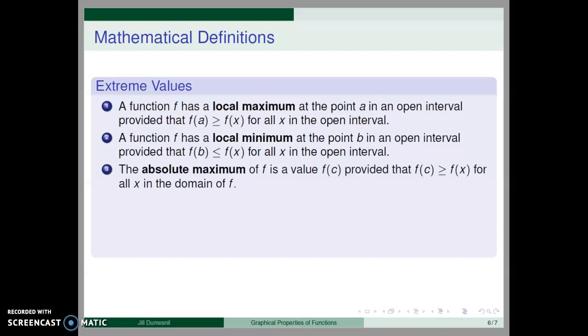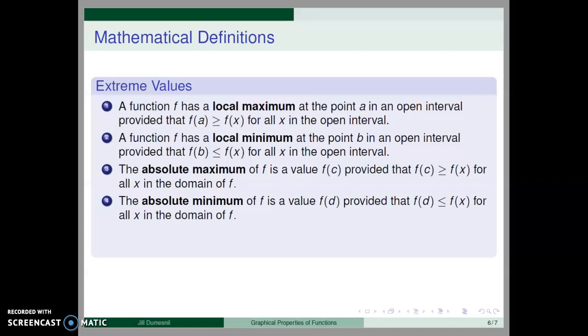The absolute or global maximum of a function is a value f of c, provided that f of c is greater than or equal to f of x for all x in the domain of f. So f of c is the biggest output over the entire domain. Compare this to the local case, where we're looking at f of a being the biggest function value on some interval. For an absolute maximum, f of c has to be the biggest function value over the whole domain.